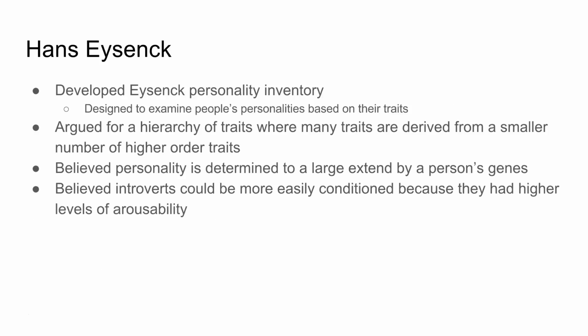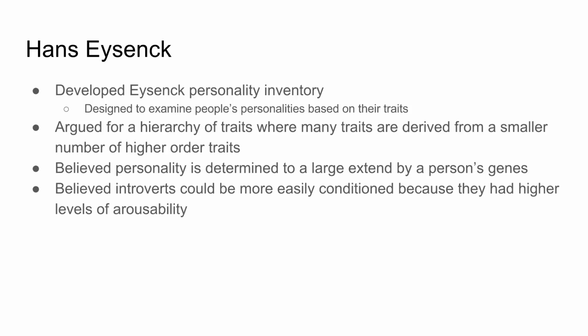In terms of other trait theorists, we have Hans Eysenck, and he develops the Eysenck Personality Inventory, and that's designed to examine personalities based off traits that people have. And he argues that there's this hierarchy of traits where many small physical traits and other personality traits are derived from a smaller number of higher order traits. So you start with extrovert or introvert, and then from there you get these other small traits that branch off, in kind of an upside down pyramid shape, or a regular pyramid shape.